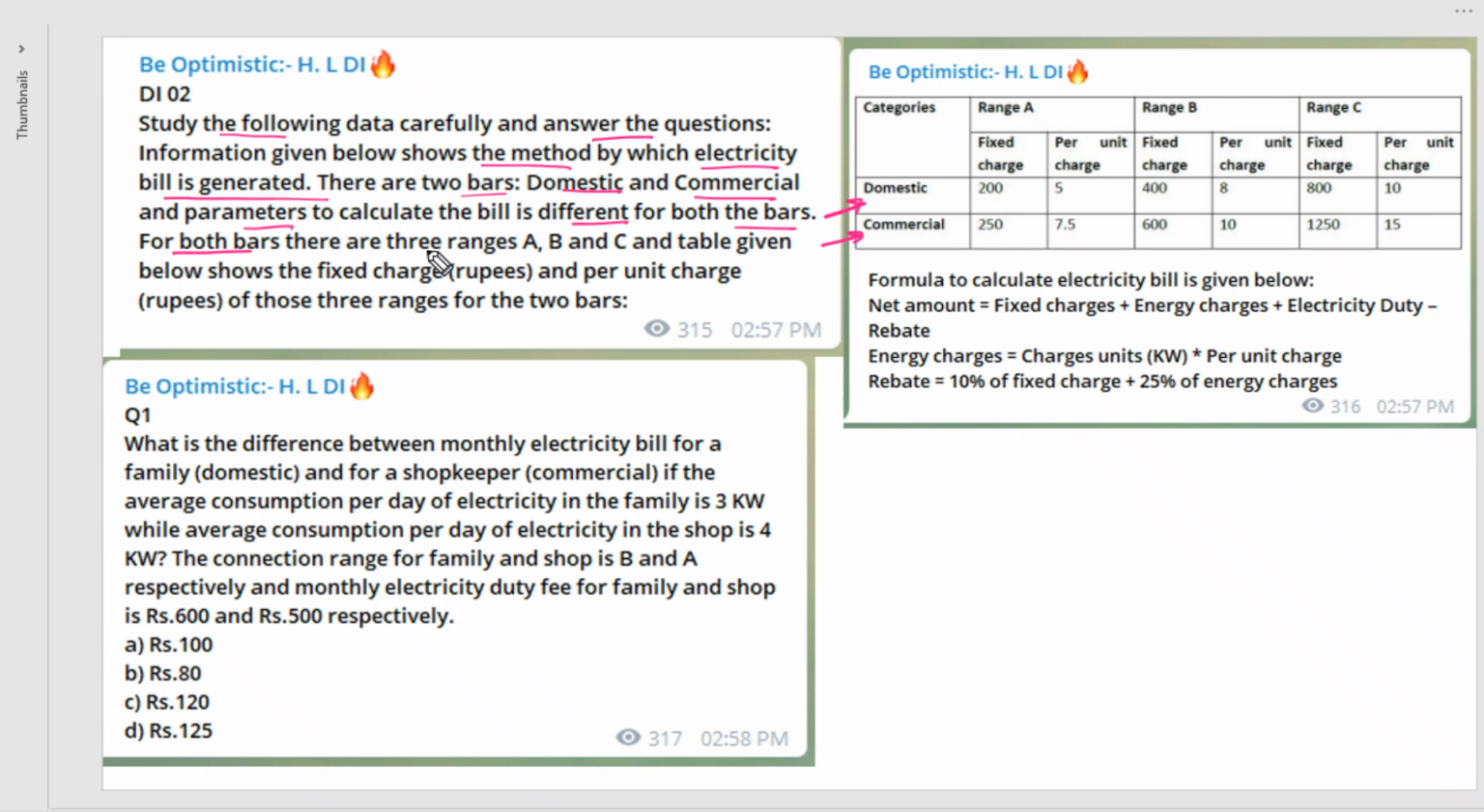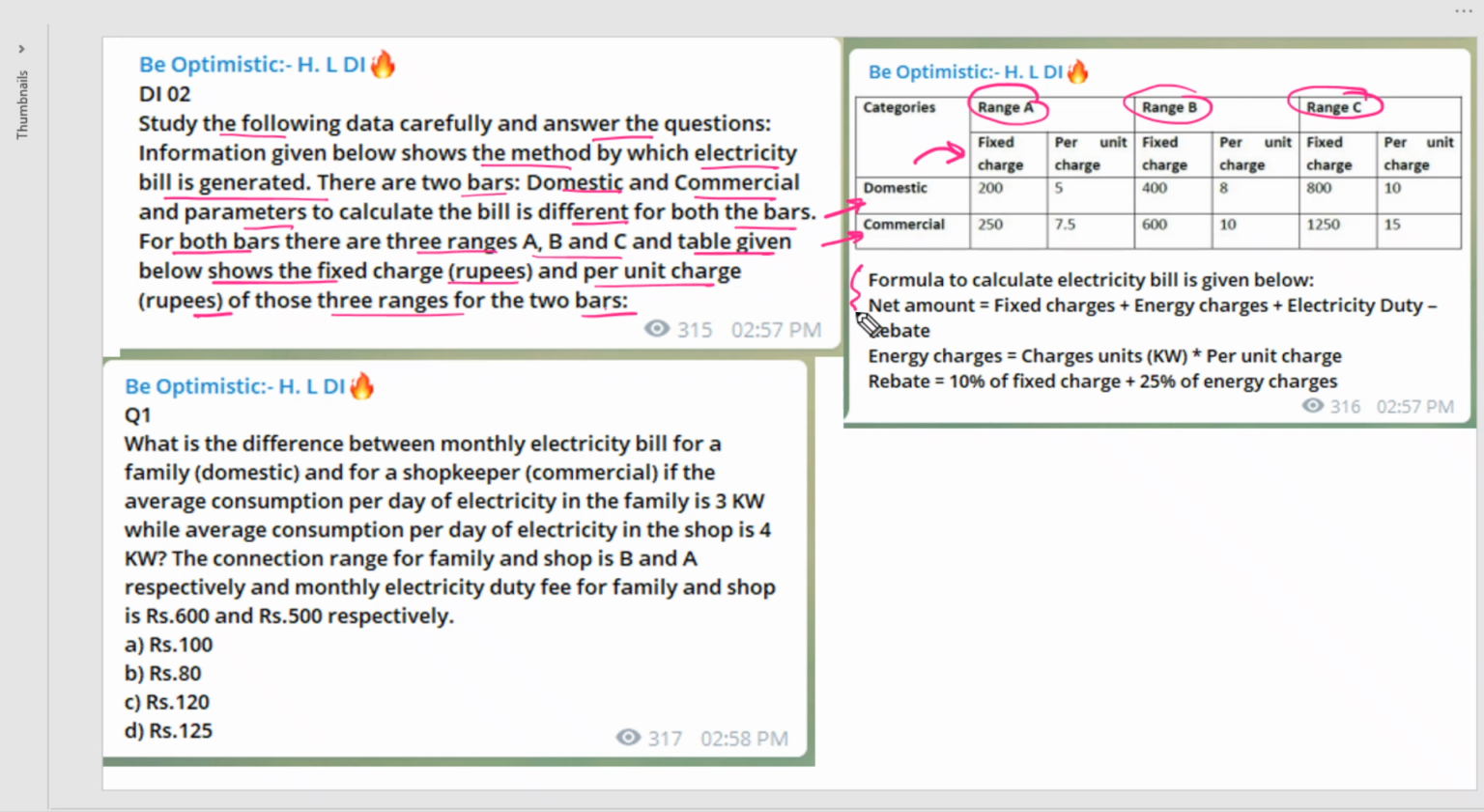For both the bars there are three ranges A, B, C, and the table given below shows the fixed charge in rupees and per unit charge in rupees of those three ranges of the two bars. You can see that there are three types of ranges: range A, range B, and range C. And in each range there are two parameters, one is called fixed charge and another is called per unit charge, right? So this is all about the instruction.